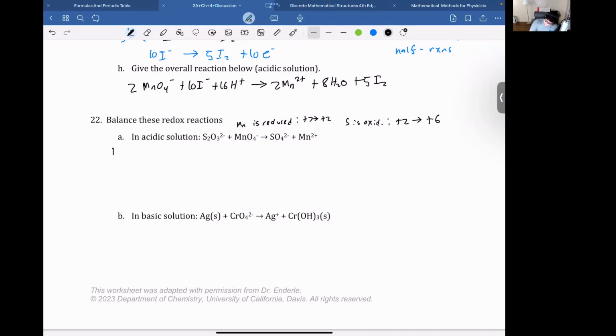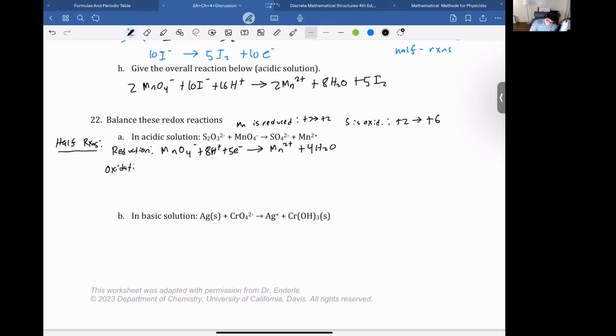So the reduction half reactions. First, we start with MnO4 minus. I know it's going to turn into Mn2 plus from my product over here. I balance the oxygens using water. My bad, misspoke. I balance the oxygens, then I balance the charge with electrons, and then I balance the hydrogen. So it's the exact same as we saw above.